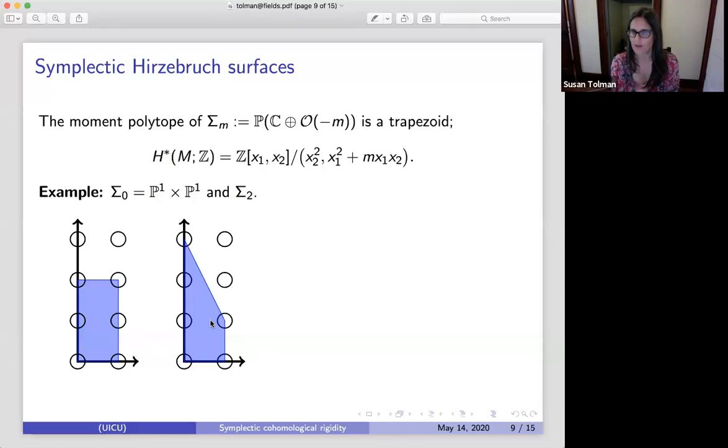So these are nice integral polytopes. Anyway, these are good examples to keep in mind. The Hirzebruch surfaces are really the key example here. Okay, great.